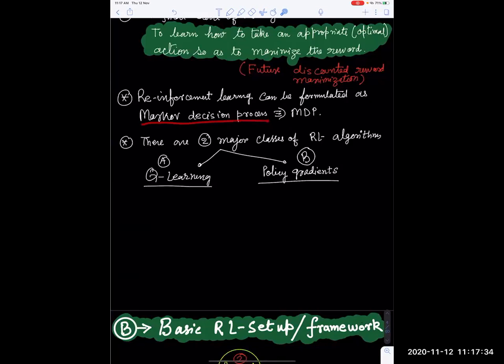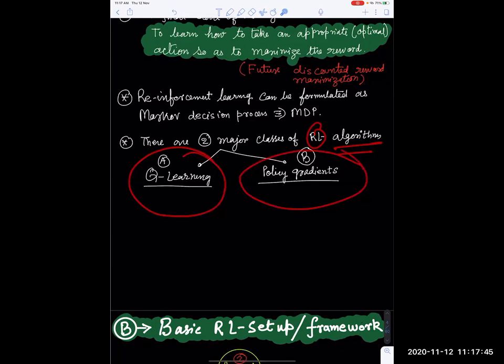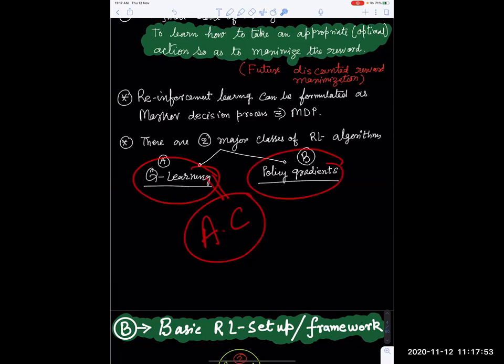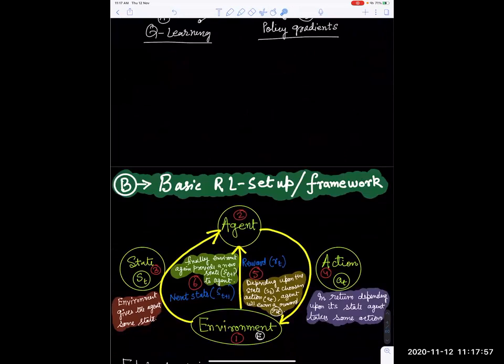As I've said, Markovian decision processes can be used to formulate such things. That's why we are going to learn MDP. And two major classes of RL algorithms are, first, Q learning and next, policy gradient. Then there is another algorithm, the actor-critic algorithm, which uses a combination of both of these. These are the things that we need to cover in our upcoming classes.